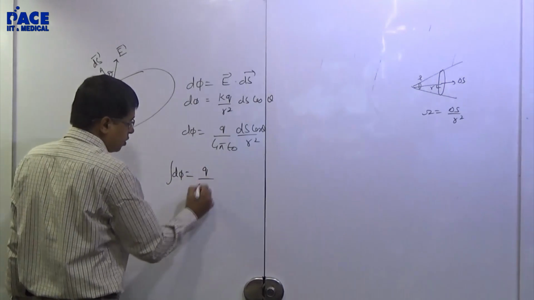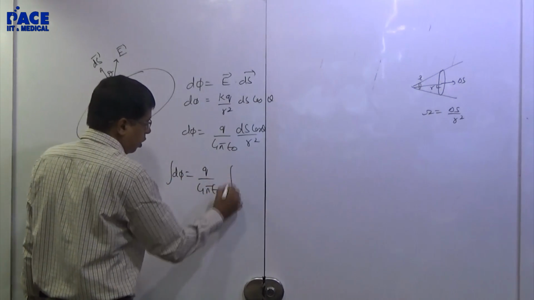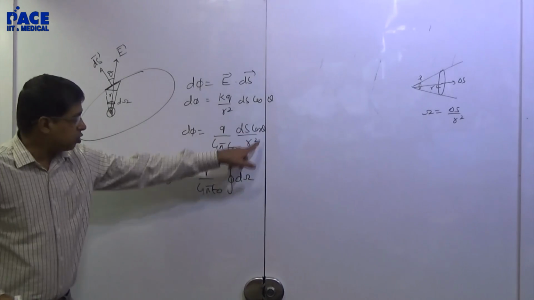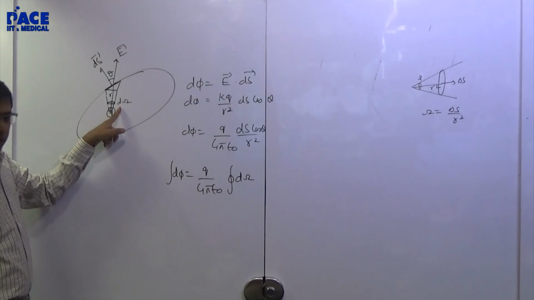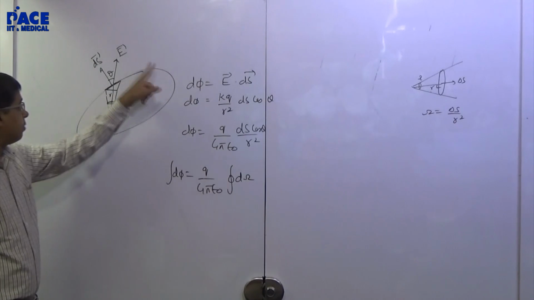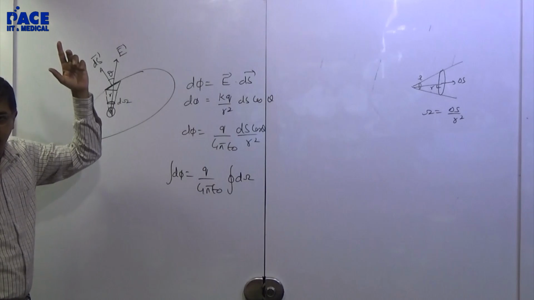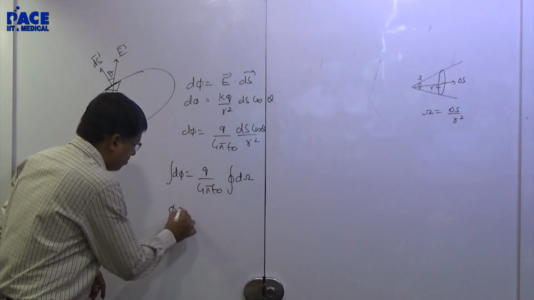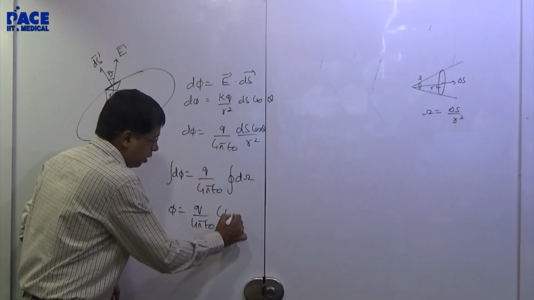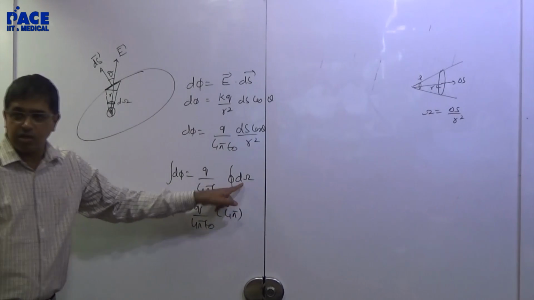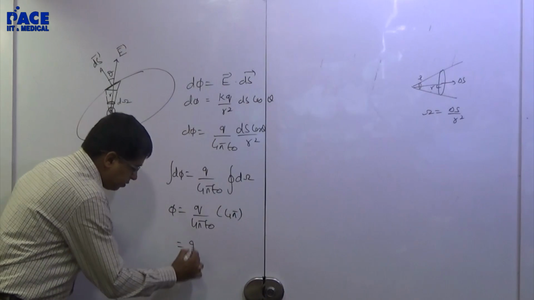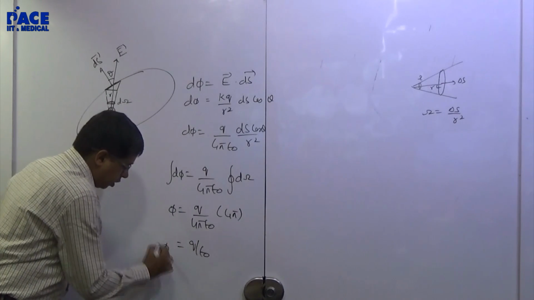Integral d phi is q by 4 pi epsilon naught closed integral d omega. dS cos theta by R square is d omega. Why are you giving me the closed integral? I am considering a closed surface area. For a closed surface area, this is q by 4 pi epsilon naught. Closed surface area will always subtend an angle of 4 pi. It turns out to be q by epsilon naught.